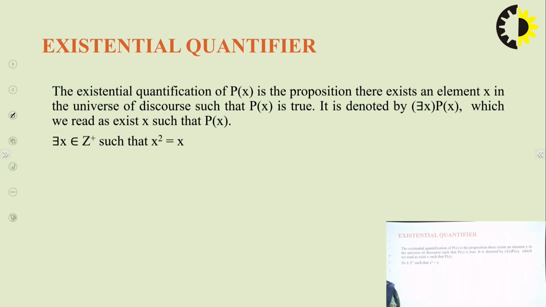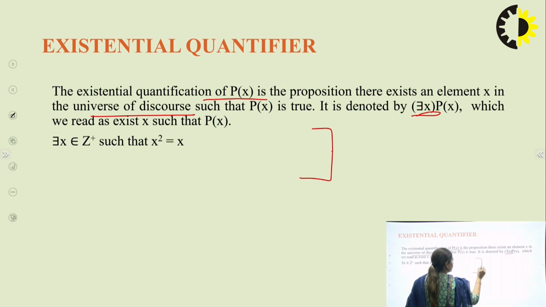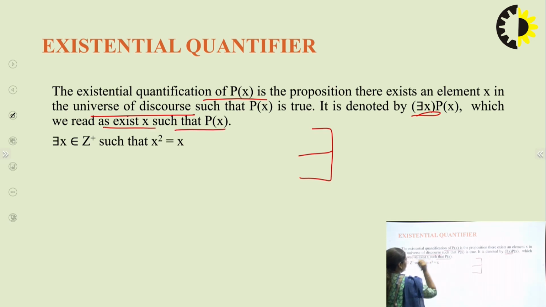Existential quantifier. The existential quantification of Px is a proposition: there exists an element x in the universe of discourse such that Px is true. It is denoted by the there exists symbol. It means that it is not true for the whole population. Only some part of the population is included in this. It can be one person, or it can be a group of persons, but not the whole population. Which we read as exists x such that Px.